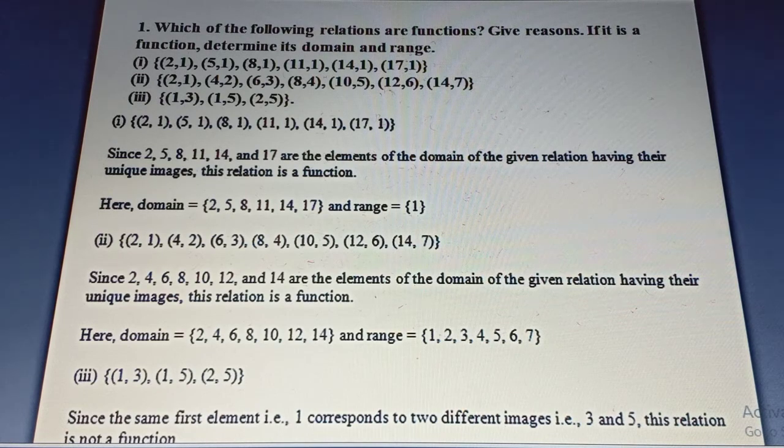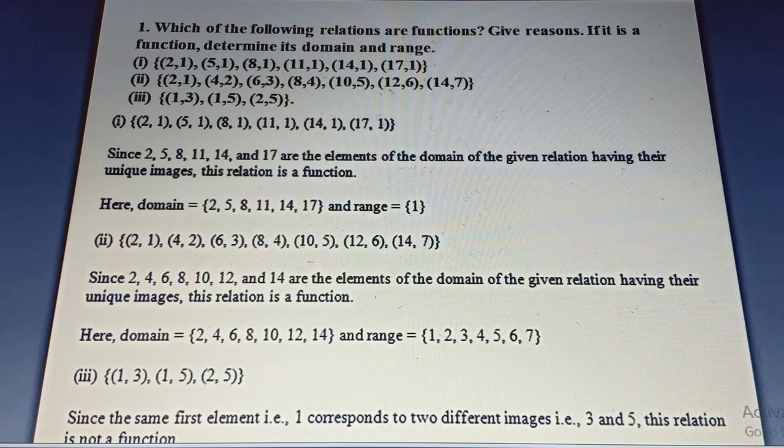The first question is, which of the following relations are functions? Give example. If it is a function, determine its domain and range. The first set is given: (2,1), (5,1), (8,1), (11,1), (14,1), (17,1). So you can see that the first element, the domain, has no repeated numbers. All are unique numbers.